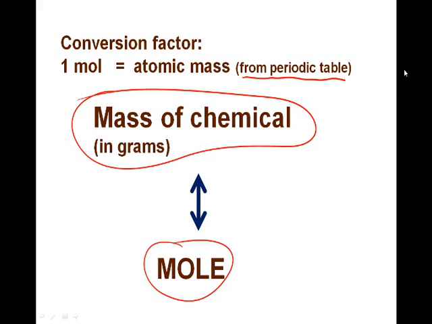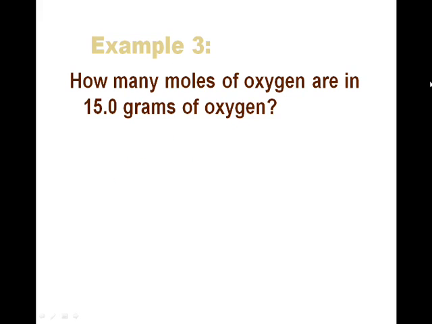So if you look at the periodic table, let's see what our first problem is about here. 1 mole is the atomic mass from the periodic table of whatever element we're talking about, and it looks like we're going to talk about oxygen here. So our conversion factor is going to be that 1 mole of oxygen is how many grams of oxygen? I'm going to do this for right now. We're just talking oxygen atoms. 1 mole of oxygen is how many grams?